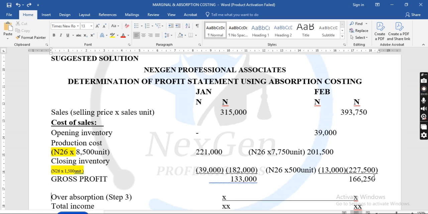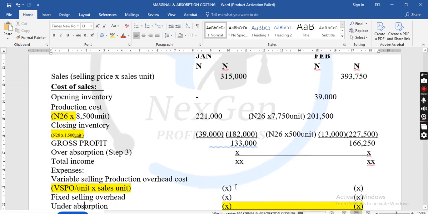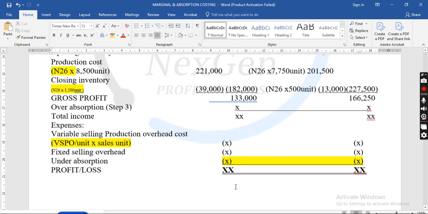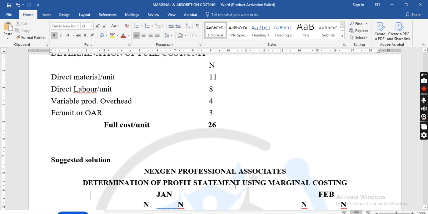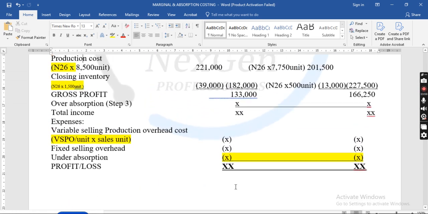under and over absorption, right? The next step is what? Under and over absorption, which is step 3. With that one, this will not take much of our time because we have established that earlier. So now, let's quickly go to the next step. Okay, let it be step 2 here.